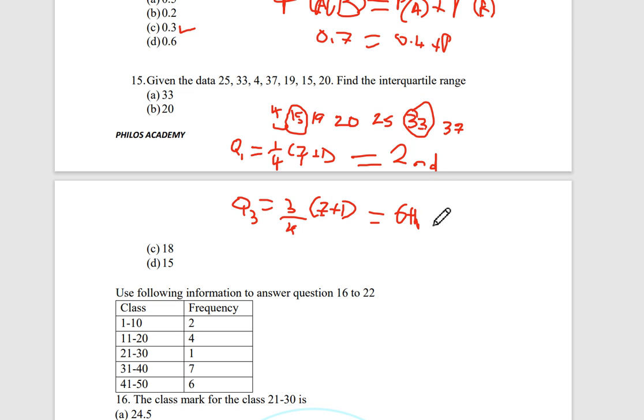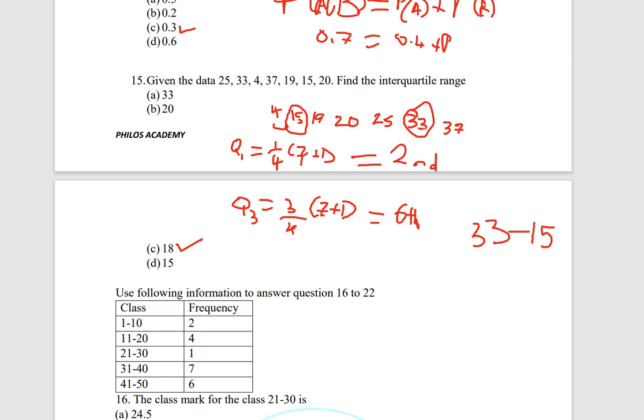So to get the interquartile range, the interquartile range is going to be the third quartile minus the first quartile. So that's 33 minus 15. So 33 minus 15 gives you what? 18, isn't it? So the correct answer for question 15 is C, 18.